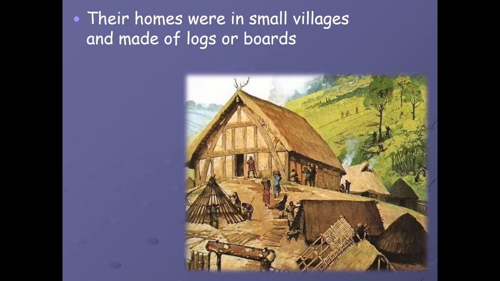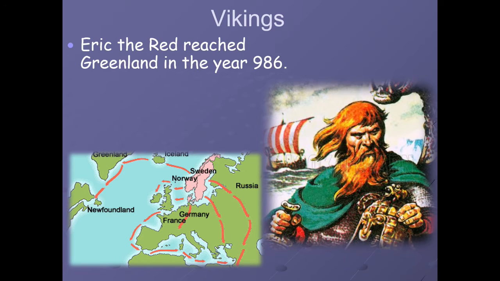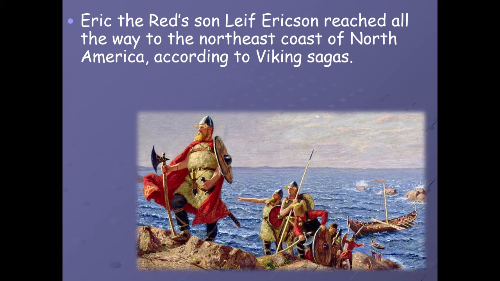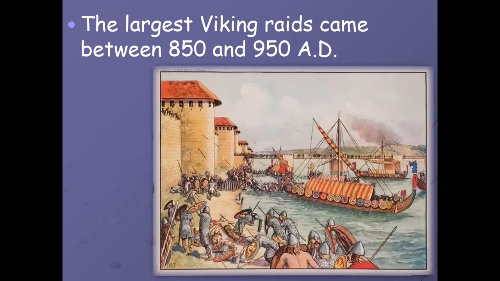Their homes were in small villages and made of logs or boards. Eric the Red reached Greenland in the year 986. Eric the Red's son, Leif Ericson, reached all the way to the northeast coast of North America, according to Viking sagas. The largest Viking raids came between 850 and 950 AD.